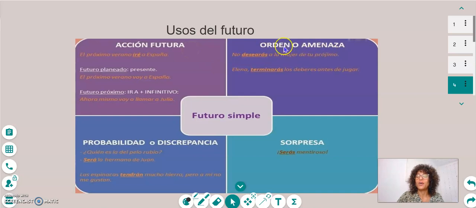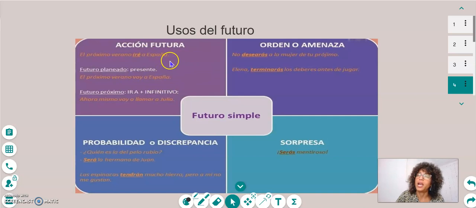It's also about how to give an order, or talk about probabilities, right? Or how to express a surprise. So you are surprised about something. You get surprised about something, right? But in this particular very short video, we will focus just on this characteristic, the very first use of the future tense in Spanish.